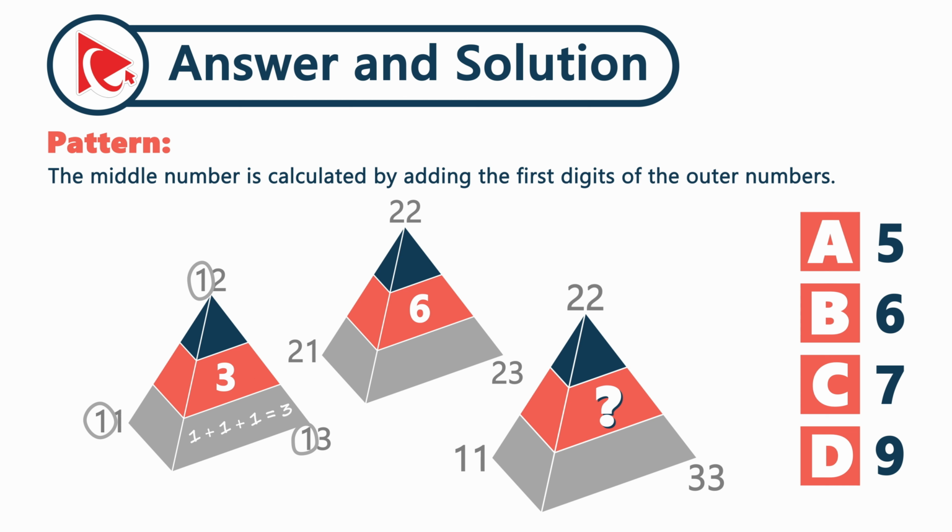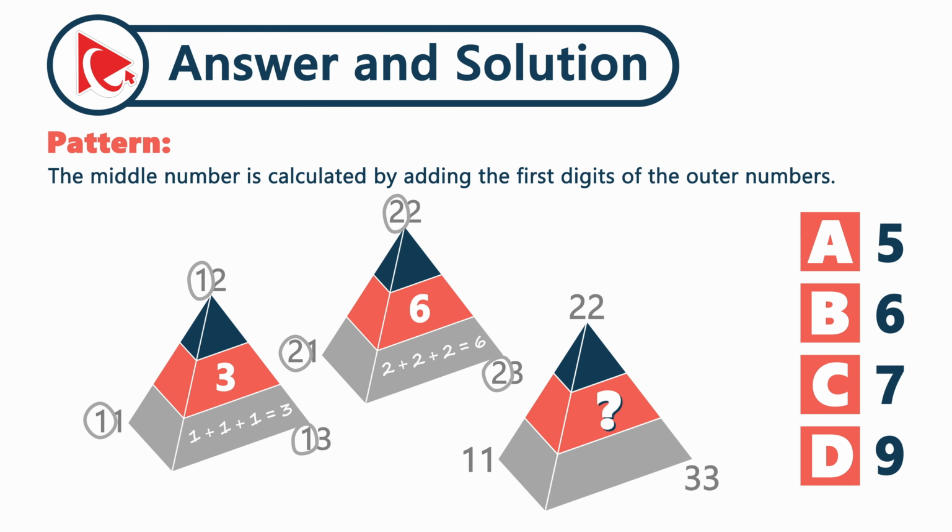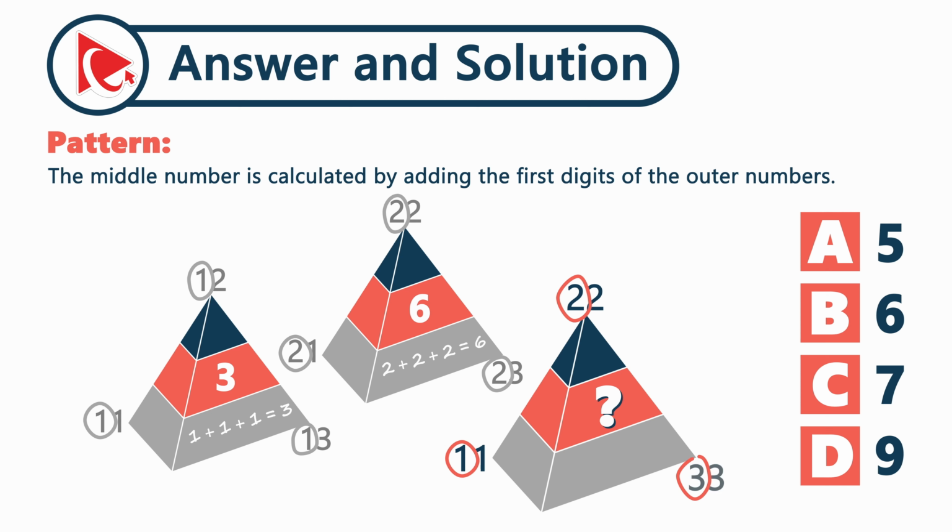Let's confirm this pattern with the second pyramid. It has numbers 21, 22, and 23 on the outside. 2 plus 2 plus 2 equals 6. And this is the moment of truth. It's time to calculate the missing number. The third pyramid has numbers 11, 22, and 33 on the outside. 1 plus 2 plus 3 equals 6. So the correct answer here is choice B, 6.